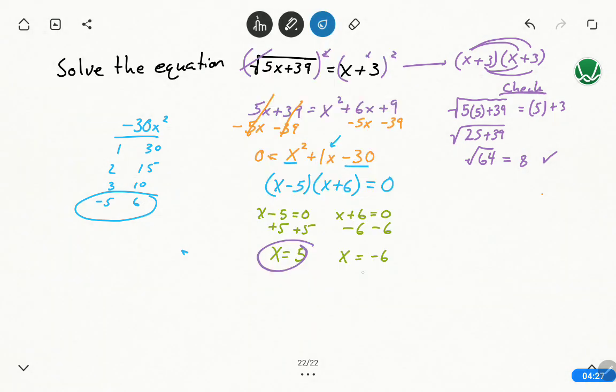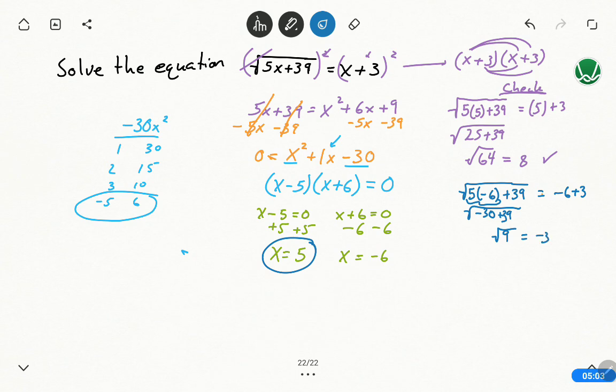We just have to check the other one now. So the other one was negative 6. Let's try the negative 6 now. So we got 5 times negative 6 if we plug it into the original equation, plus 39. Is that equal to negative 6 plus 3? Well, 5 times negative 6 is negative 30, plus 39, which is 9, square root of 9, that is. And on the other side, we have negative 6 plus 3, which is negative 3 overall. Square root of 9 is not equal to negative 3.